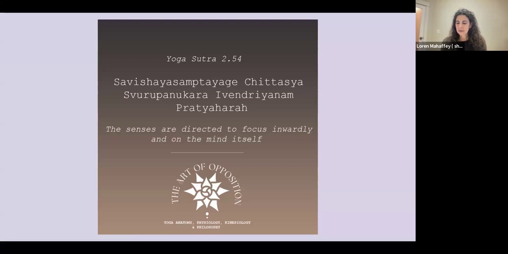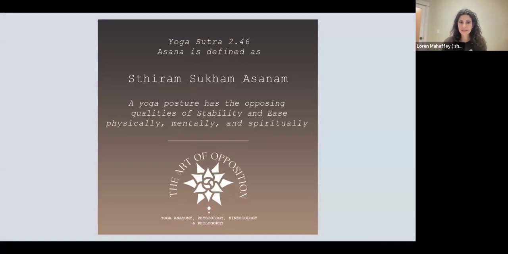But what we know is that we keep coming back to this. Sthira Sukham Asanam. A yoga posture has the opposing qualities of stability and ease, physically, mentally, and spiritually.